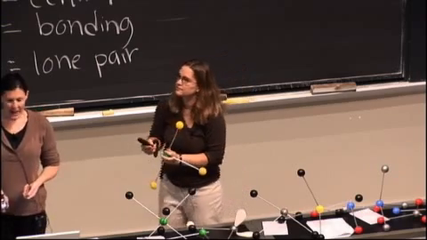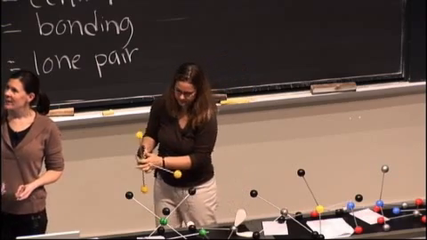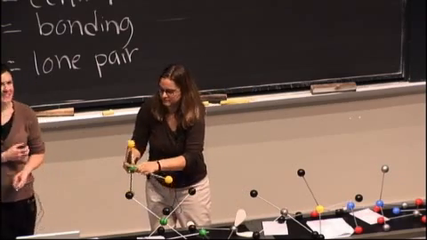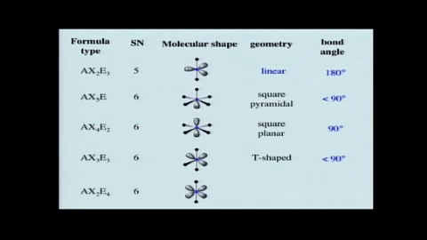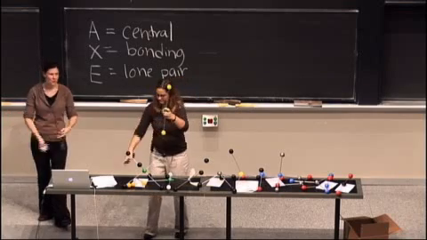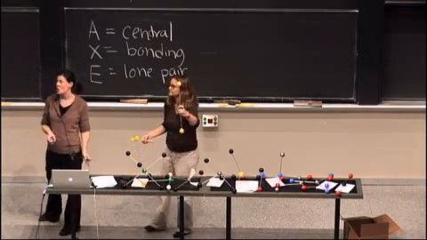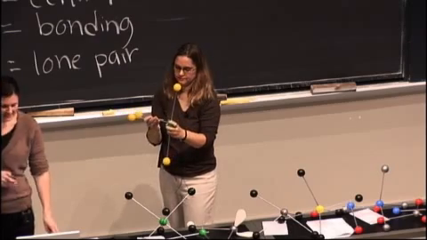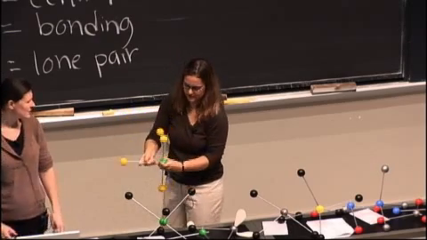And let's look at AX2E4. And again, you guys can tell us what this geometry is, first of all. Yep, it's linear. So we have lots of different ways we can get to a linear molecule, some of which have lots of lone pairs, some of which have no lone pairs at all. This is linear and 180 degrees.